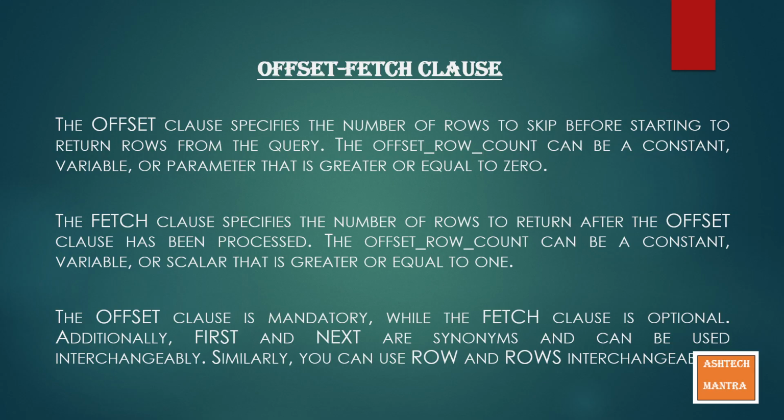The FETCH clause specifies the number of rows to return after the OFFSET clause has been processed. Suppose we have specified OFFSET 10 ROWS and then FETCH, and after that again we have specified 10 rows, then this query will return us row number 11 to row number 20. So this is the use of the OFFSET and FETCH clause. The OFFSET clause is mandatory while the FETCH clause is optional. If we are not using the FETCH clause, then it will return us all the remaining rows. Additionally, FIRST and NEXT are synonyms and can be used interchangeably. Similarly, we can use ROW or ROWS interchangeably.